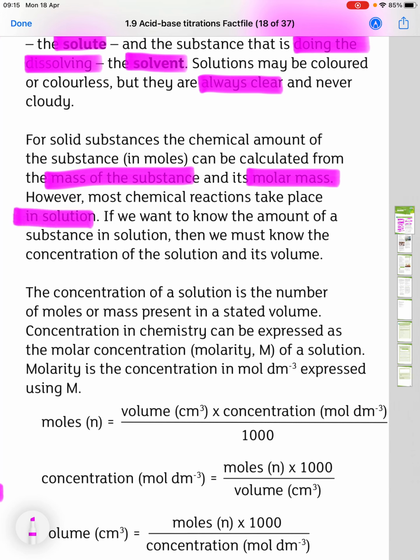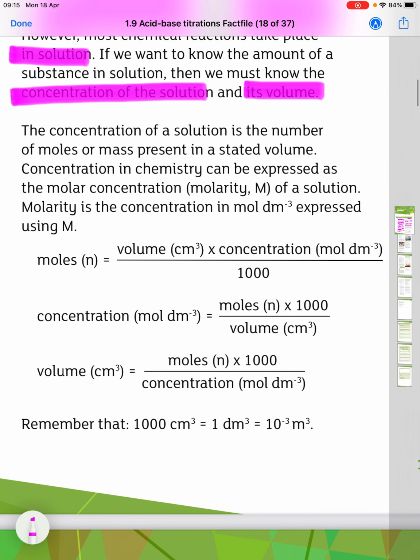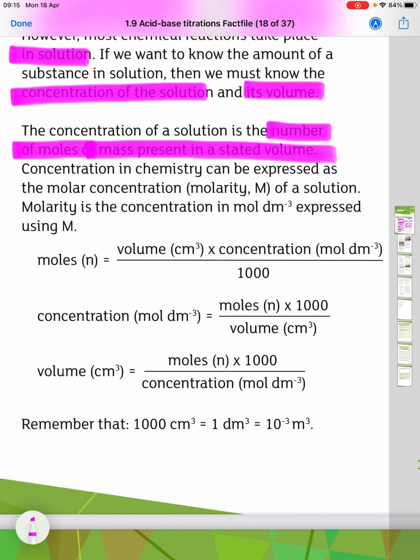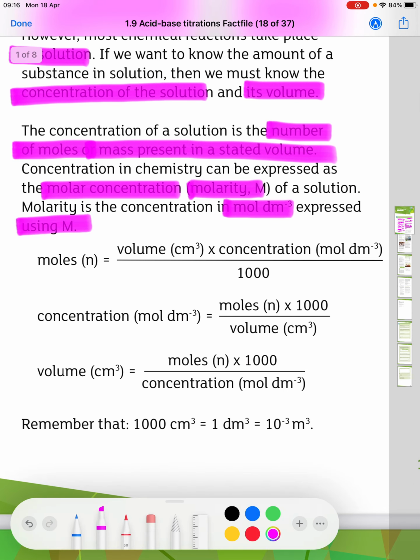However, most chemical reactions take place in solution. If we want to know the amount of substance in solution, then we must know the concentration of the solution and its volume. So the concentration of a solution is the number of moles or mass present in a stated volume. Concentration in chemistry can be expressed as the molar concentration, molarity, M, of a solution. Molarity is the concentration in moles per dm cubed expressed using capital M.